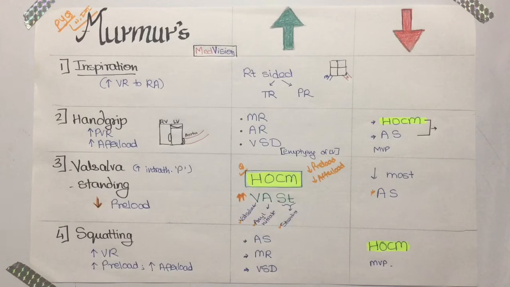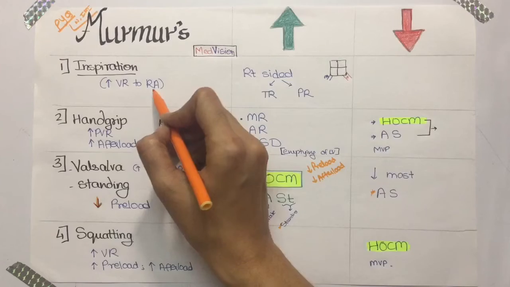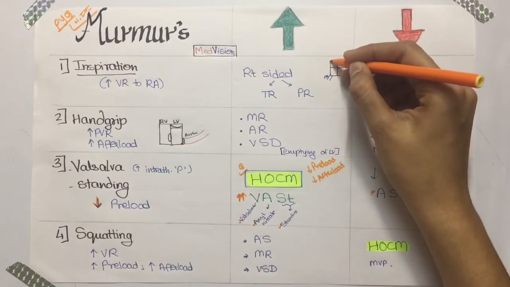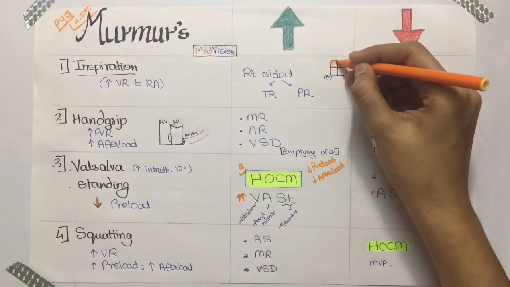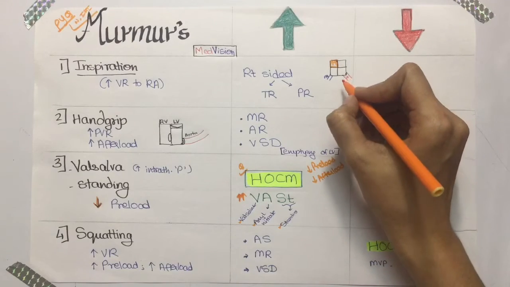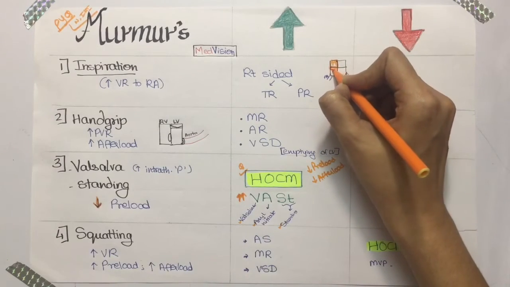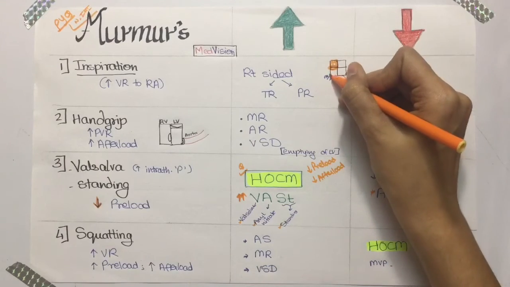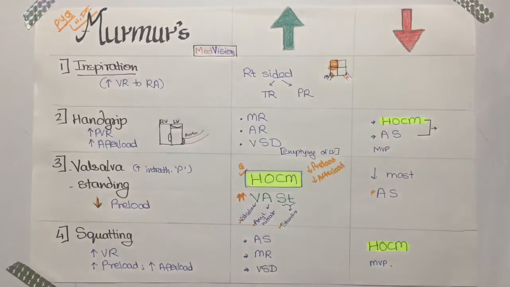Coming back to inspiration. Now in inspiration there is an increase in the lung volume, and also an increase in the venous return to the right atrium. So in the right atrium the blood volume is increased. This leads to an increase in the right sided murmurs, that is in tricuspid regurgitation and in pulmonary regurgitation. These murmurs are increased in intensity.